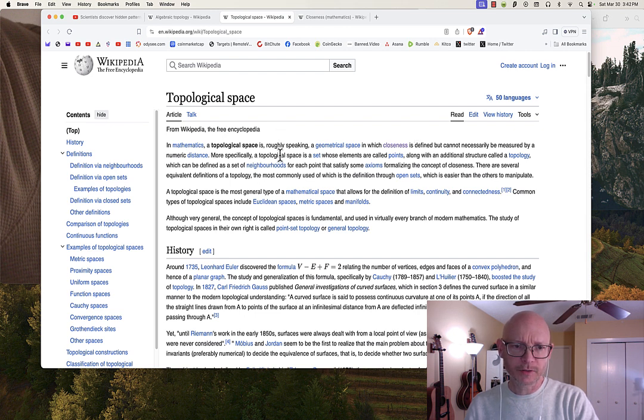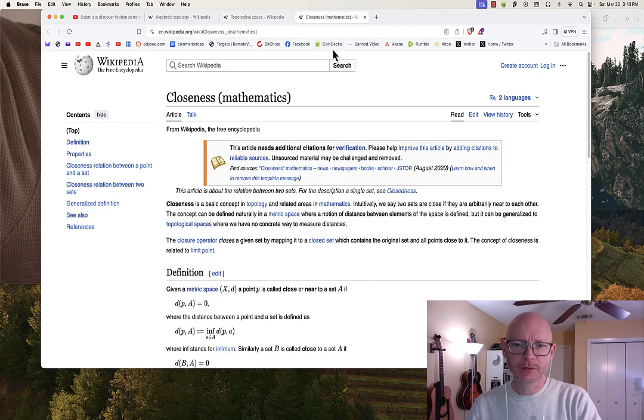More specifically, a topological space is a set whose elements are called points, along with an additional structure called a topology, which can be defined as a set of neighborhoods for each point that satisfies some axioms, formalizing the concept of closeness. It's a very complicated way of... I like the way they're writing though.